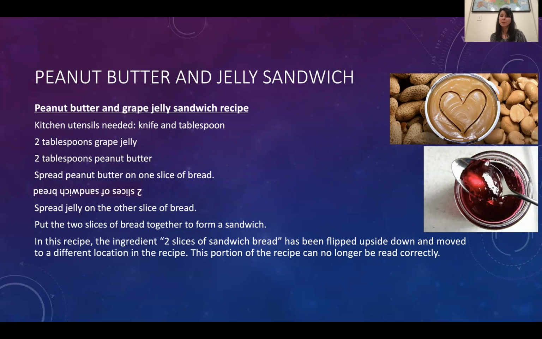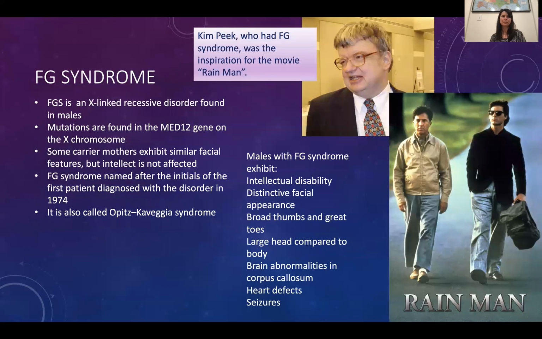So the portion of the recipe can no longer be read correctly. It can no longer read 2 slices of sandwich bread. So what you end up with is peanut butter and jelly, but no bread. So it dramatically changes the recipe.